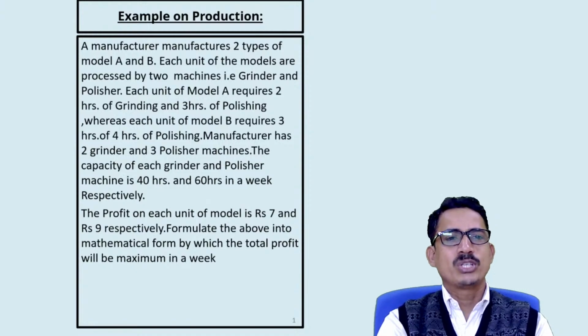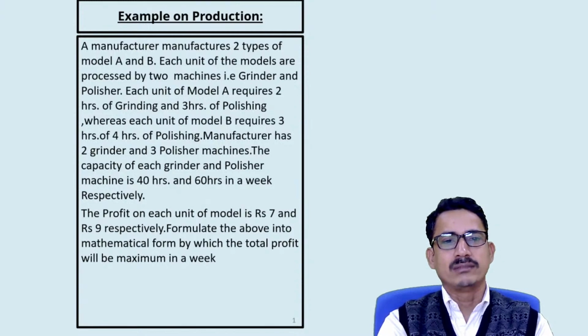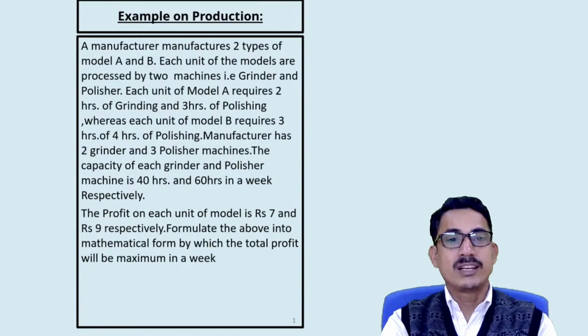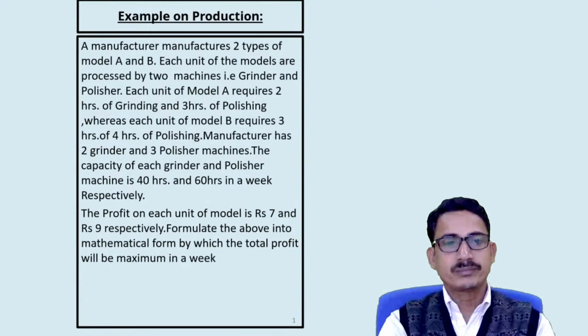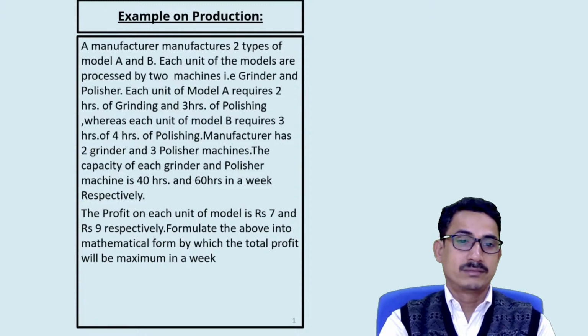So how much time can you use? It has only 2 grinders and 3 polishers. That you have to keep in mind as the subject to constraint. The capacity of each grinder and polisher machine is 40 hours and 60 hours respectively. In the previous case it was daily, day wise. Here it is week wise. Now coming to the second paragraph, the profit on each unit of the models is rupees 7 and 9 respectively.